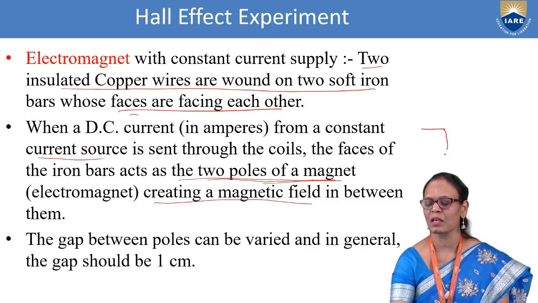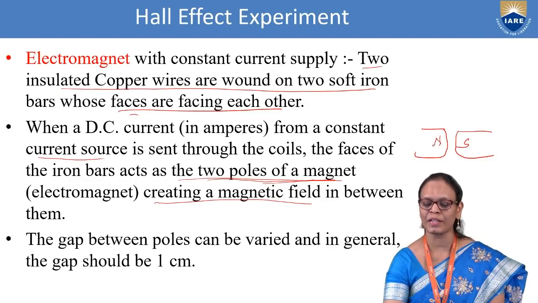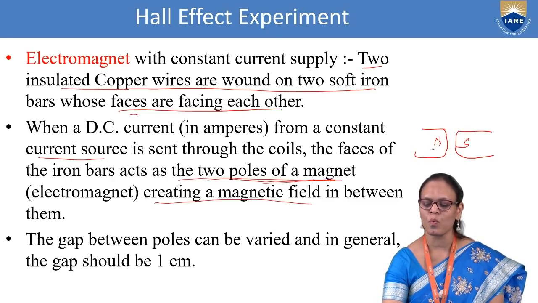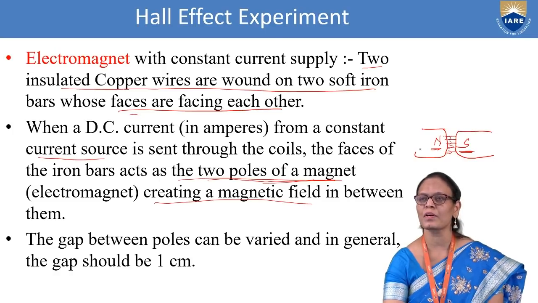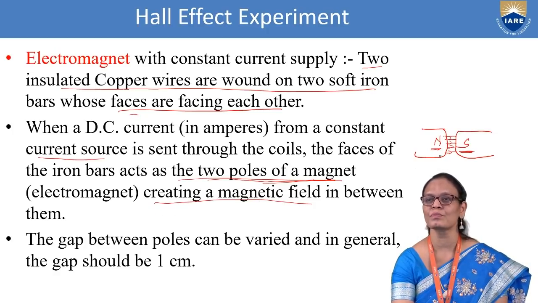If this is one end and this is the other end of the magnet, these will form two different poles. We are winding the coils in such a way that when current flows through the coil, one pole is here and the opposite pole is created here. So in between the two poles, you will have a constant magnetic field that is produced. So we are creating a magnetic field in between the two bars.